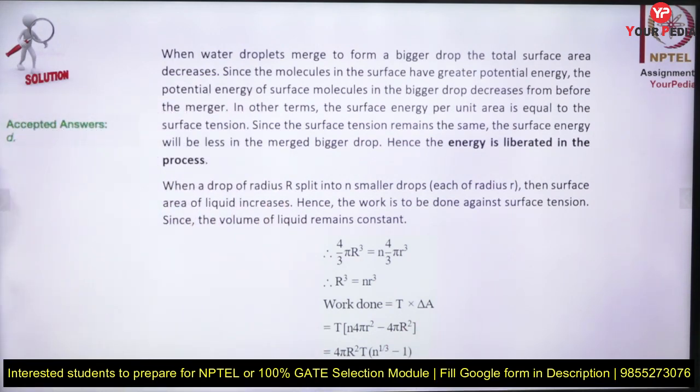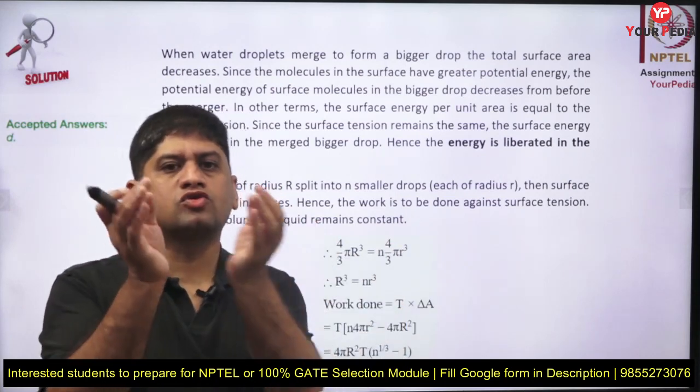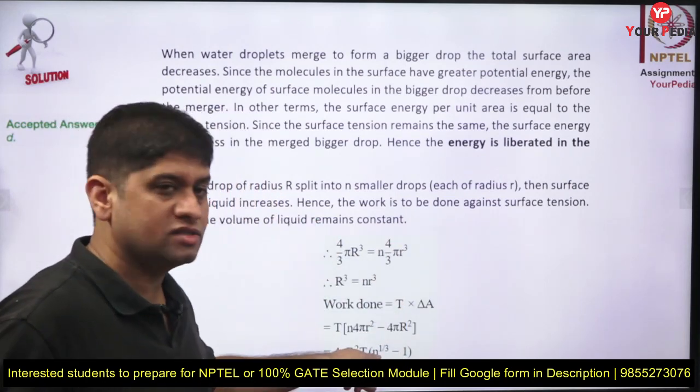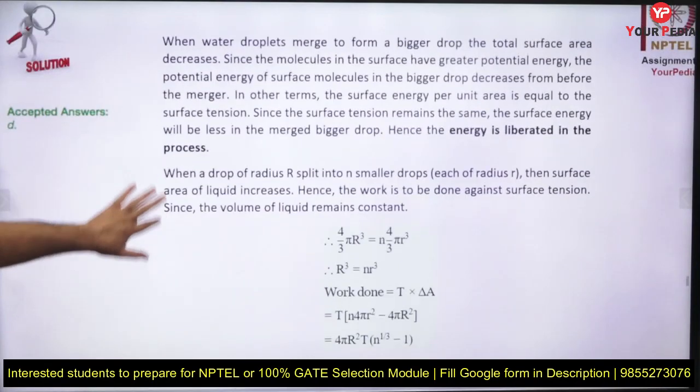So what is the energy released, or how much is the work done, when I need to divide the larger droplet into small droplets? This is the work which I have to do in spraying, and this is the energy released. This we have already done.